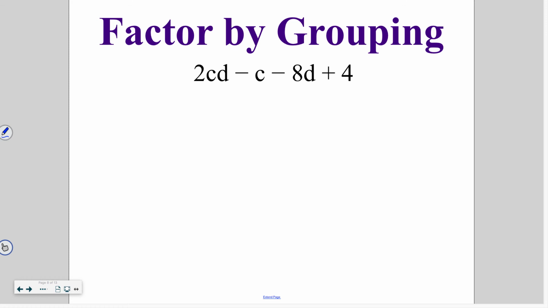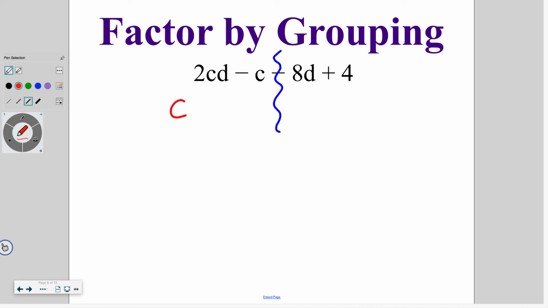Doing another example of this, we're going to split it down the middle. And first, I am looking at the first 2. So I've got 2CD minus C. The only thing that they have in common is the letter C. So I'm not pulling out any numbers, so I still have 2. I took out the C, and I have a D. Then I'm going to subtract.